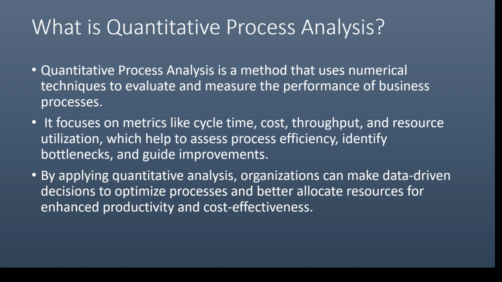It looks at specific metrics like how long a particular task takes, how much they cost, how much work gets done, and how resources are used. These numbers help identify any areas where work is slowing down and show where improvements can be made. By analyzing this kind of data, organizations can make better decisions on how to improve processes, allocate resources better, and ultimately save time and money.